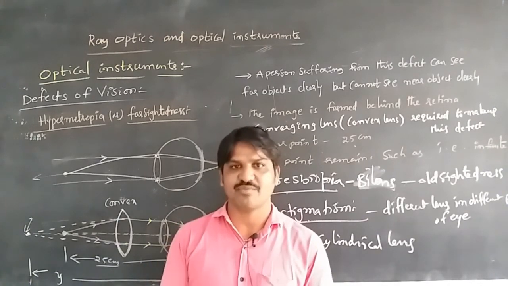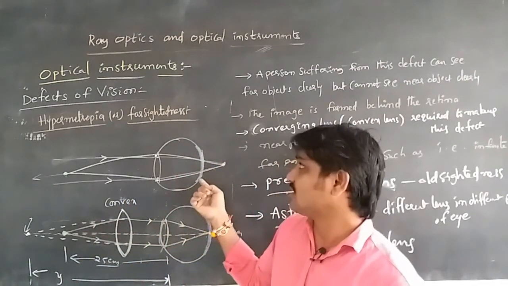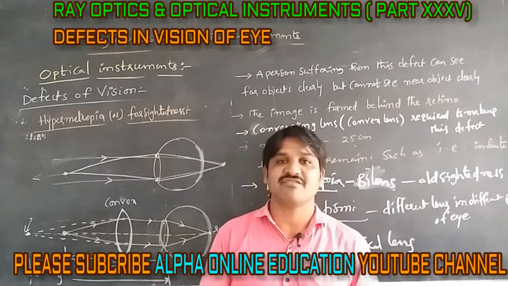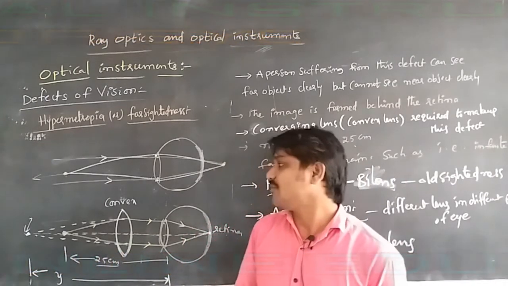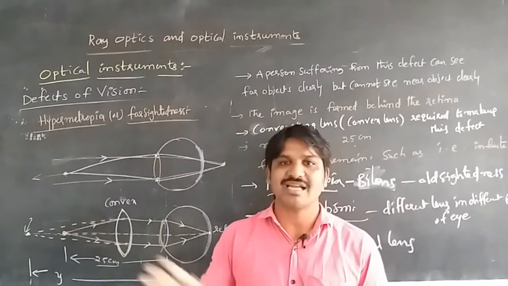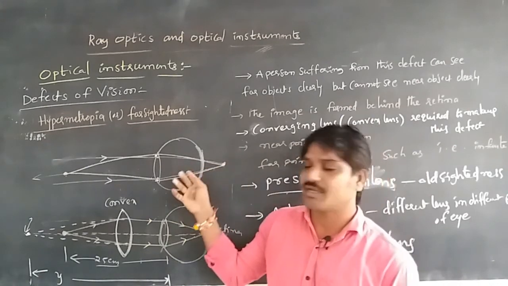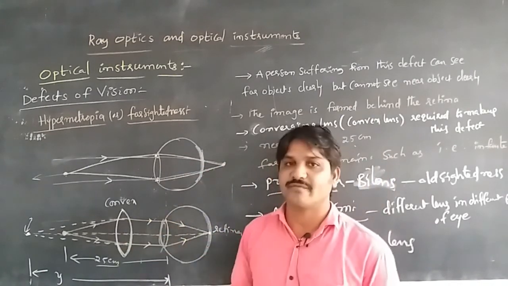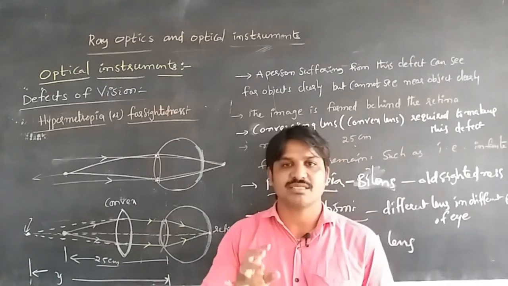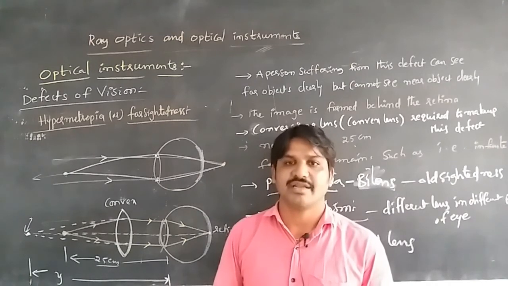By using the diverging lens we can reduce myopia. Hypermetropia is farsightedness, and by using the convex lens, meaning converging lens, we can reduce hypermetropia. The image is formed behind the retina. So by using a suitable focal length of convex lens we can reduce hypermetropia. In hypermetropia, far objects can be seen clearly, not nearer objects.